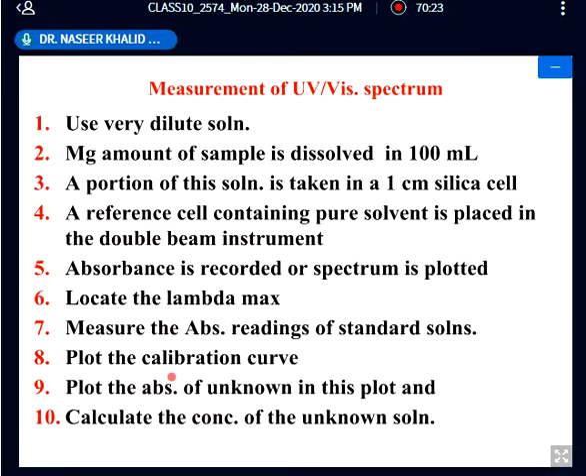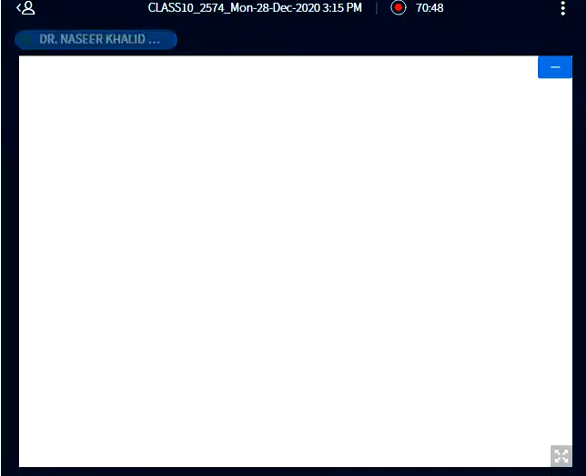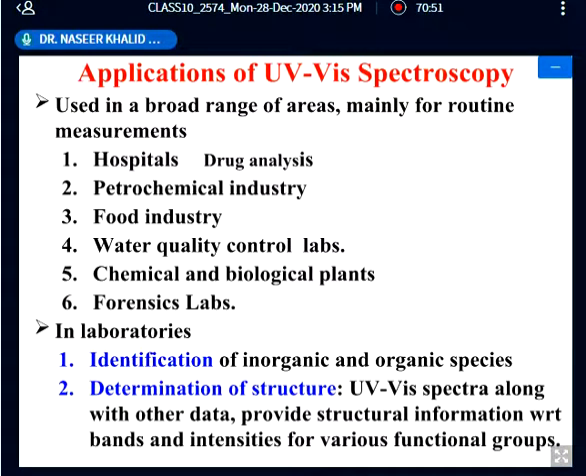Lambda max is located. We measure the absorbance reading and the absorbance reading of the standards. We plot a calibration curve. Then the absorption of the unknown is recorded, and it is plotted on the curve. And from that we can calculate the concentration of the unknown sample. This is the same we have already discussed several times. Okay, I included this in order to complete the picture.